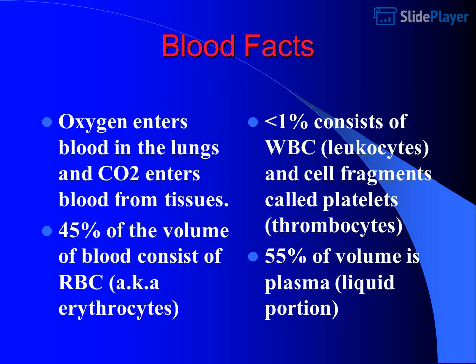45% of the volume of blood consists of RBC, also known as erythrocytes. Less than 1% consists of WBC, leukocytes, and cell fragments called platelets, thrombocytes. 55% of volume is plasma, the liquid portion.